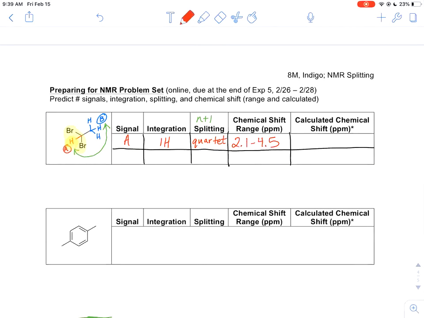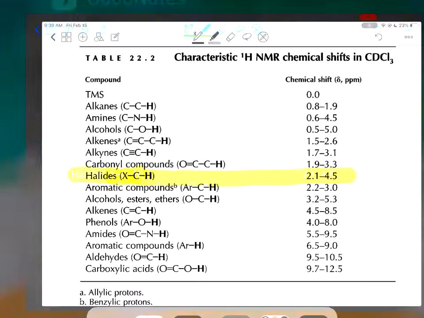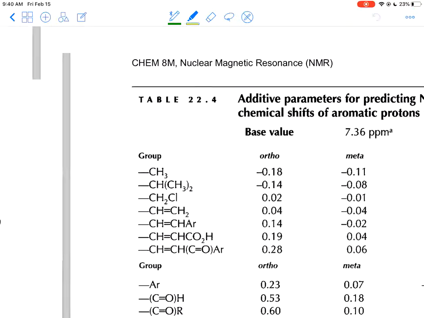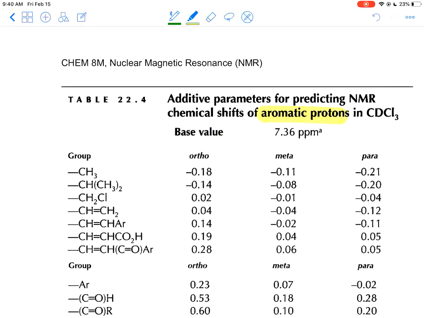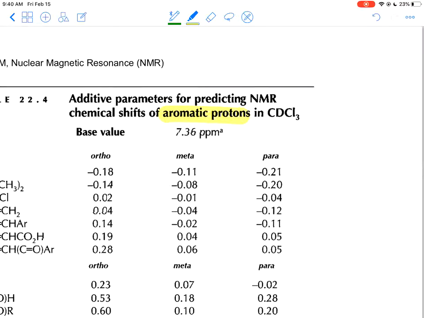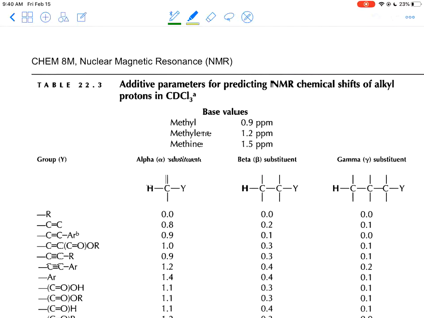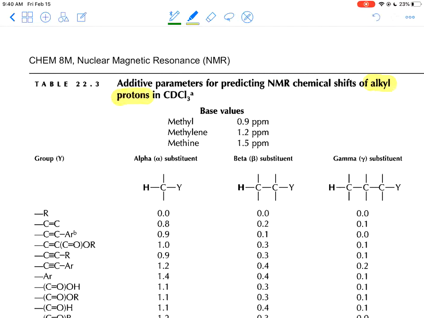But we can get more specific than that. That's a pretty broad range, and the fact that we have 2 bromines means it could be outside of that range. So this is where we go to, not this next table, because that's for aromatic protons. We don't have any aromatic protons. What we have instead is an alkyl proton. We're going to be starting with the methyne of 1.5 because it was just a CH group. And we'll be looking for the bromine as the group.